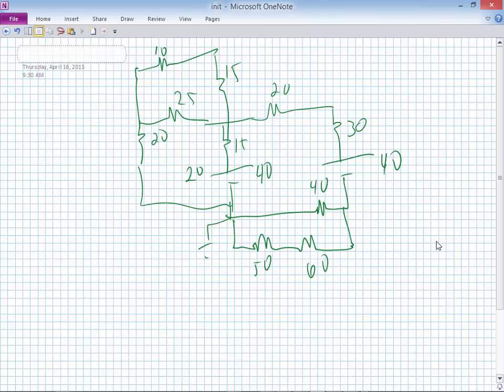So if I do that, I'm going to draw all my loops right here. This is I1, I2, I3, I4 right there. Now you can draw your loops however you want. I just do it one way. That way it just keeps life simple.